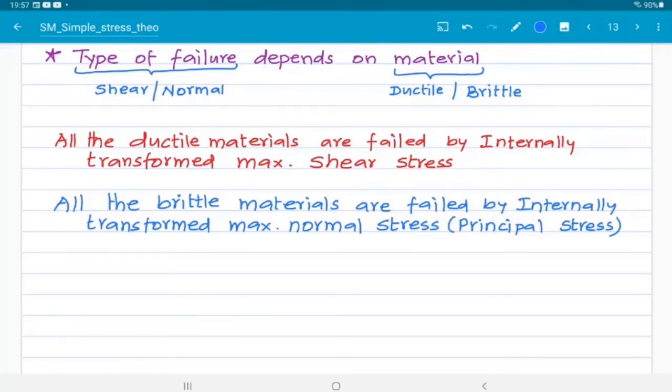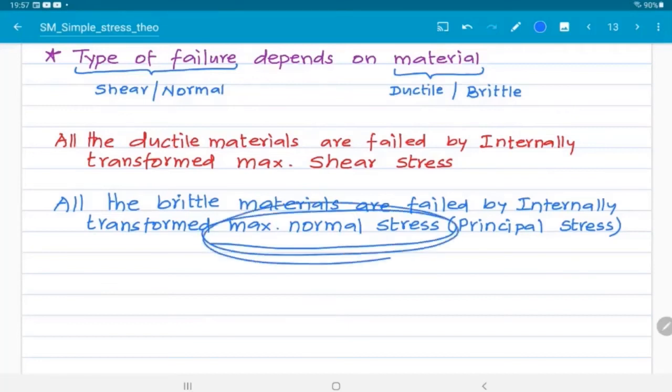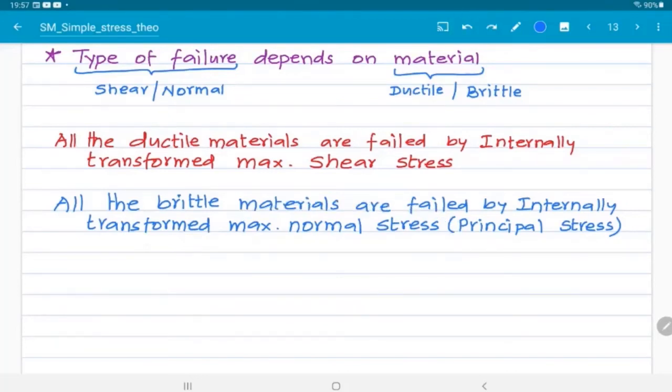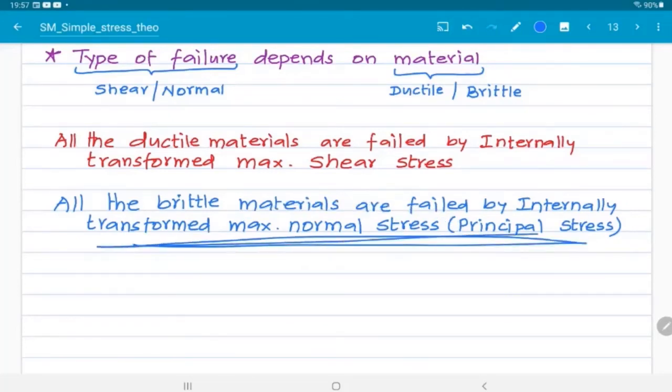Okay, right. The maximum value is called the major principal stress. The least value is called the minor principal stress. Okay, right. So here failure is caused by maximum normal stress, right? Actually, it is the Rankine theory. It is the Rankine theory of failure.